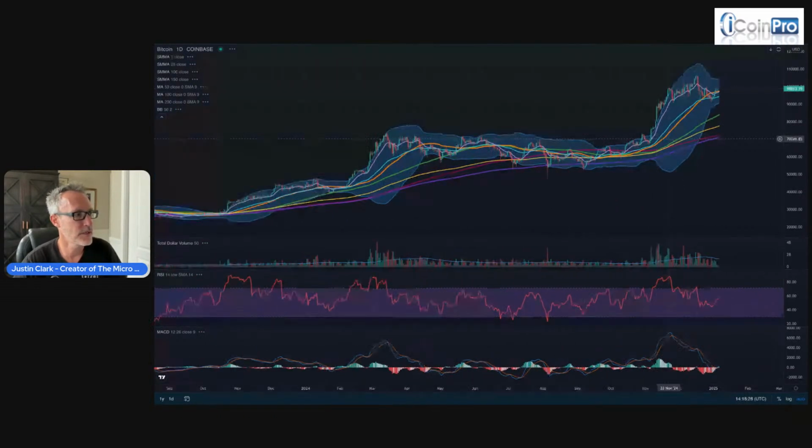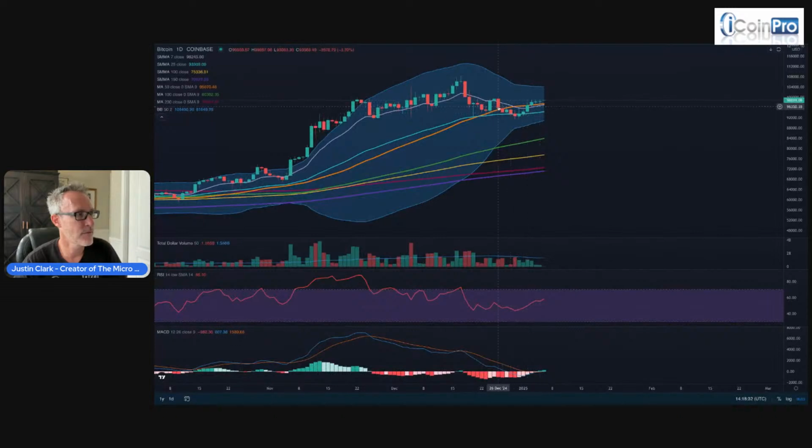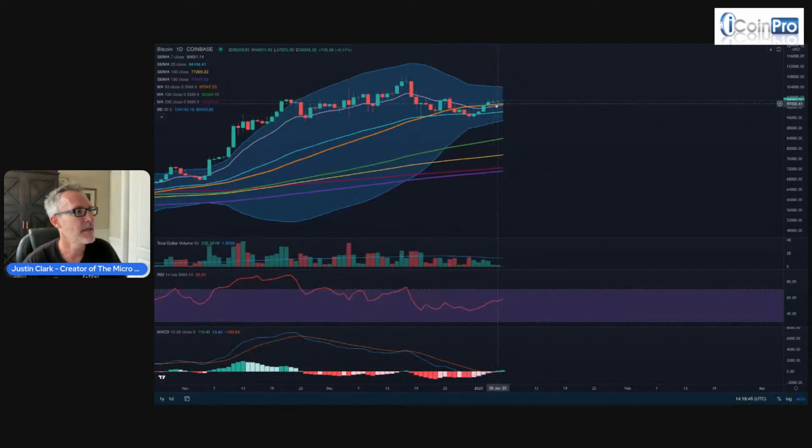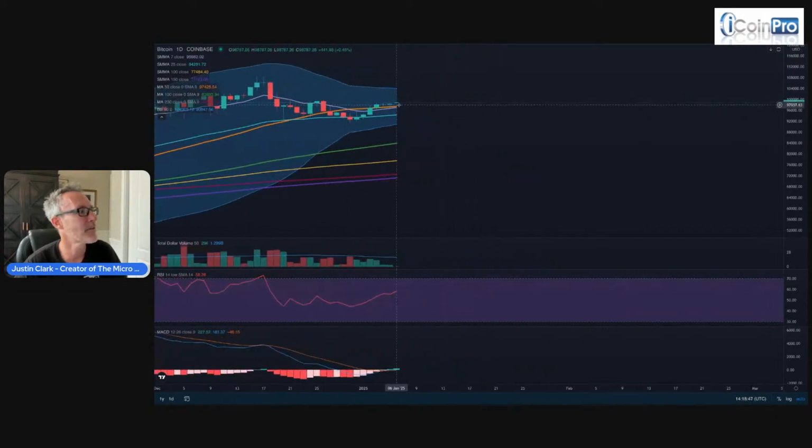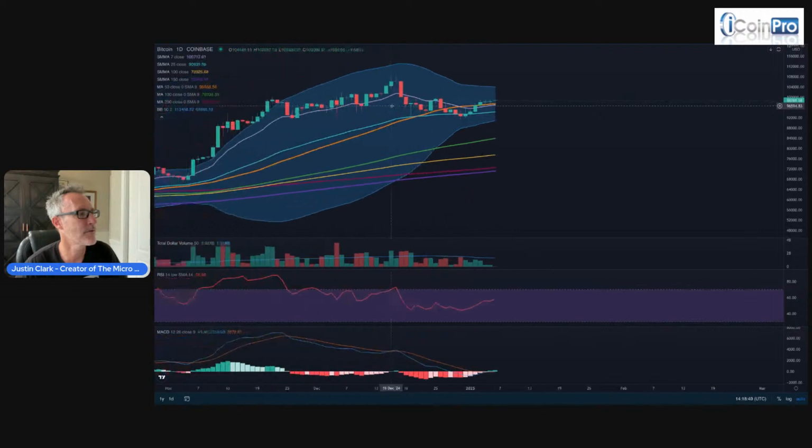For those who are new, these green things are candles. These red things are also candles. They show all the price action and what's happened over a certain period of time. In this case, we're looking at a 1-day chart, so every candle represents a full day of trading. All right. Not much movement happening here. You can see these little tiny itty bitty candles.